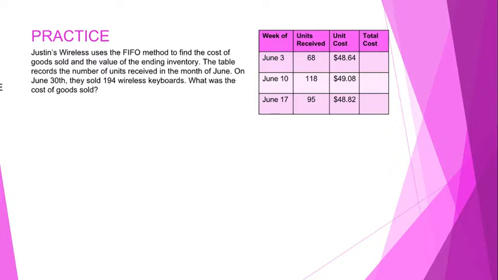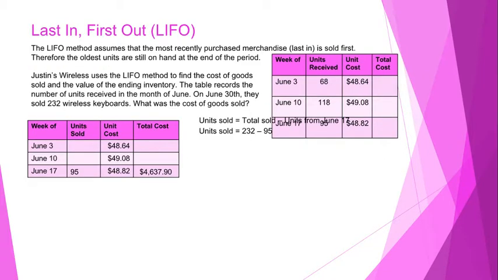So the ones that we got in last are the ones we sell first. We're going to start at the end of the month with June 17th. We sell all 95 of those, and we get our total cost. Now we need to figure out how many more we can sell. Well, we had a total of 232. We're going to subtract the 95 we sold, so we still sell 137 more. June 10th we got in 118, so we're going to sell all 118, for a total cost of $5,791.44.